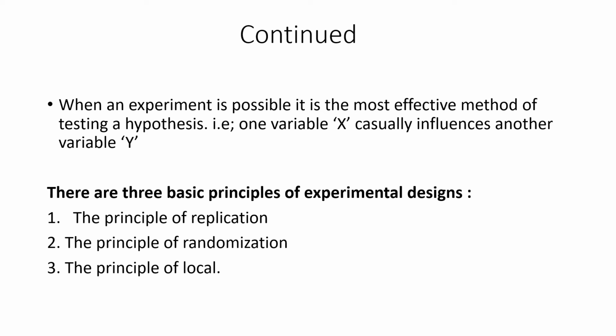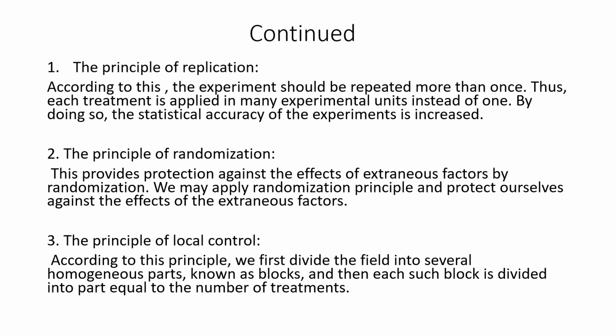There are three basic principles of experimental design: the principle of replication, the principle of randomization, and the principle of local control. Let's discuss them one by one. The principle of replication: according to this, the experiment should be repeated more than once. Thus, each treatment is applied to many experimental units instead of one. By doing so, the statistical accuracy of the experiment is increased.